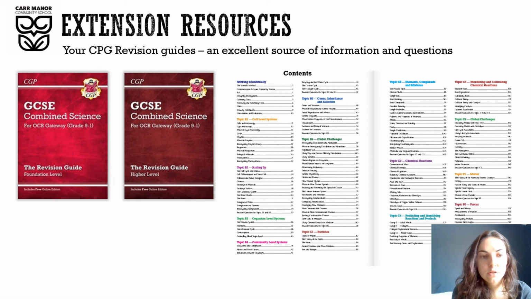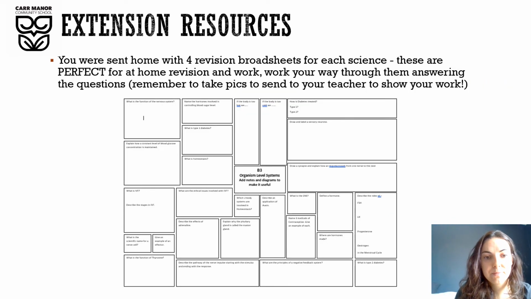Other resources that you can use, so you will have these sent out to you. So you've got the revision guides, the CPG revision guides, foundation and higher. And that's what they look like, those red books. And then you can see here they have content pages, okay? The contents will tell you exactly what page you need to look at for the subject that you're revising. They also are divided up to B1, B2, B3, B4, B5, etc. Just use the contents pages, okay? They will direct you to the pages that you need. Okay, so make sure you're familiar with that, make sure you know how to use them.